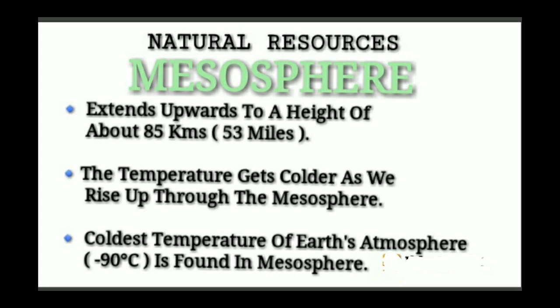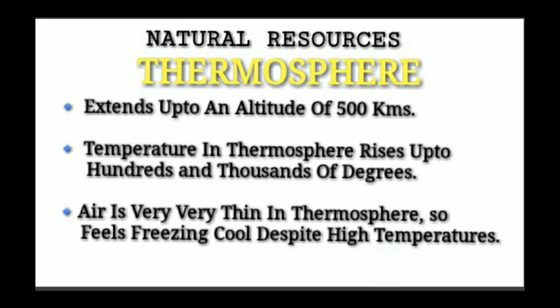In this layer of the atmosphere, the mesosphere, the temperature of air once again gets colder as we go up. In fact, the coldest temperature in Earth's atmosphere, about minus 90 degrees Celsius, is found near the top of this layer, the mesosphere. The next layer is the thermosphere.